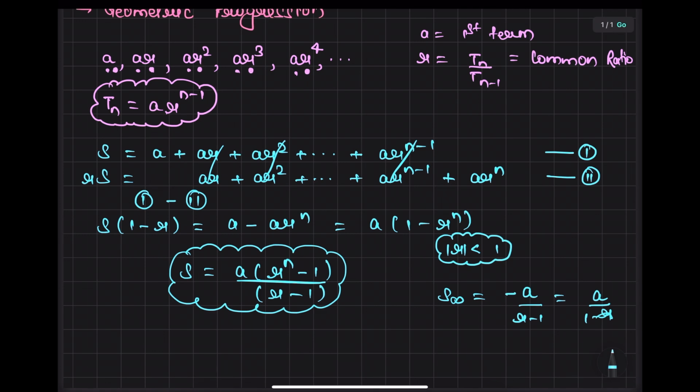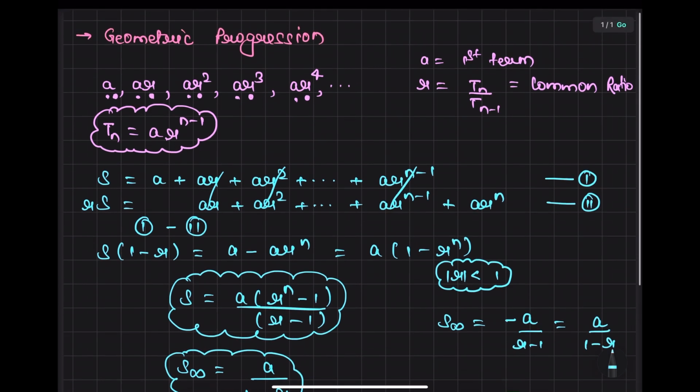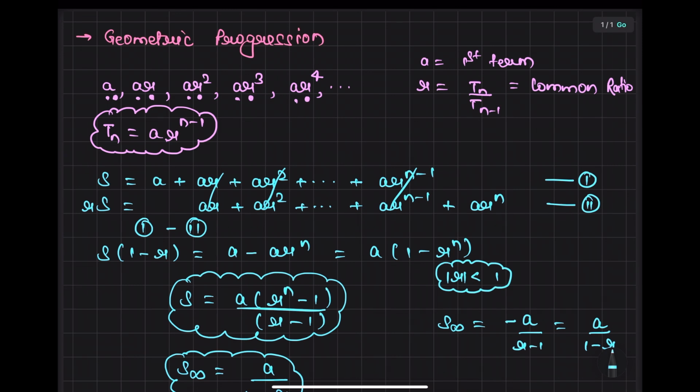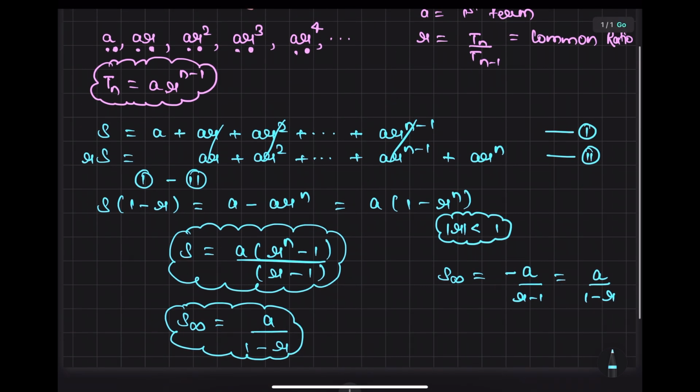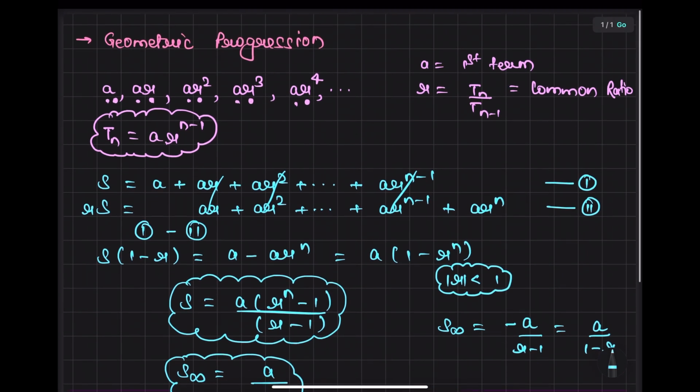These things you have to memorize: a by 1 minus r. If someone asks you the formula of the nth term in a geometric progression, you will answer ar to the power n minus 1. If they ask you to find the sum of n terms in a GP, you have to answer a times r to the power n minus 1 by r minus 1, and the sum of infinite terms you will quote as a by 1 minus r.